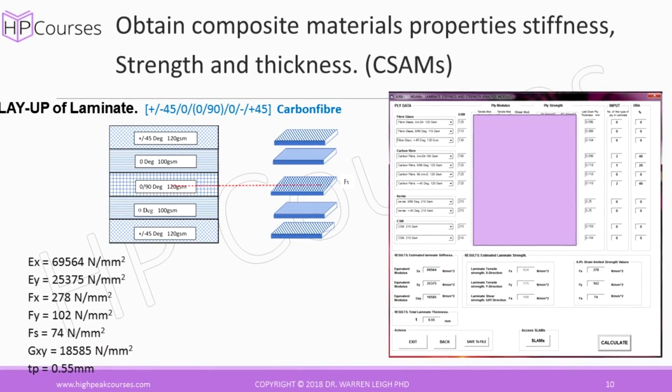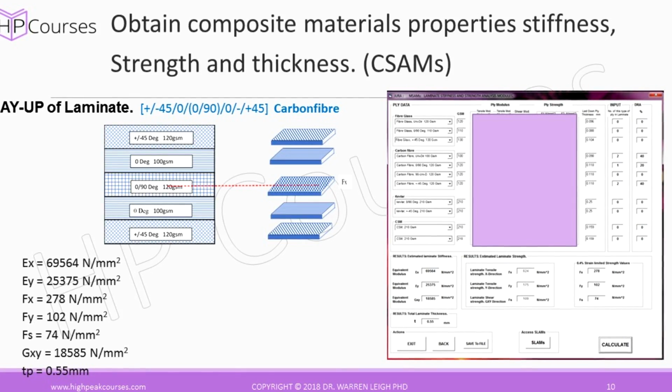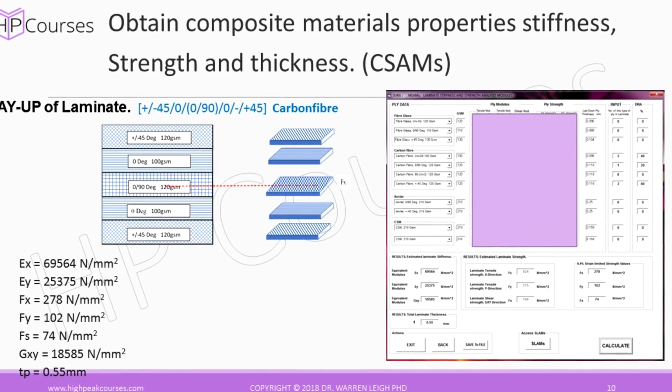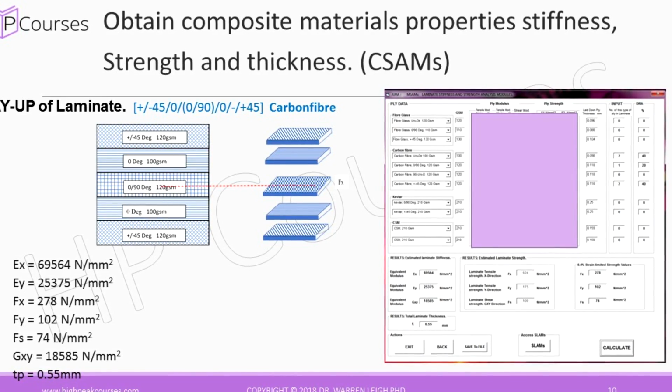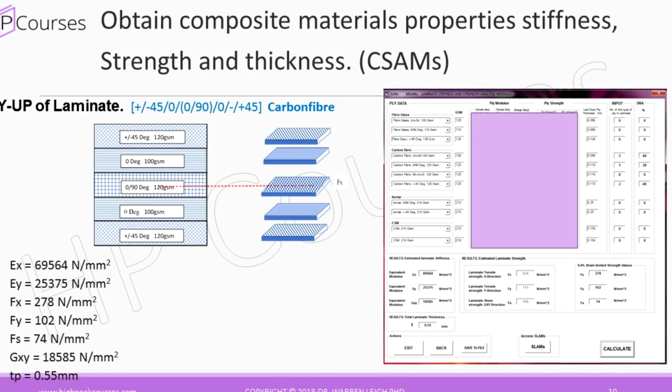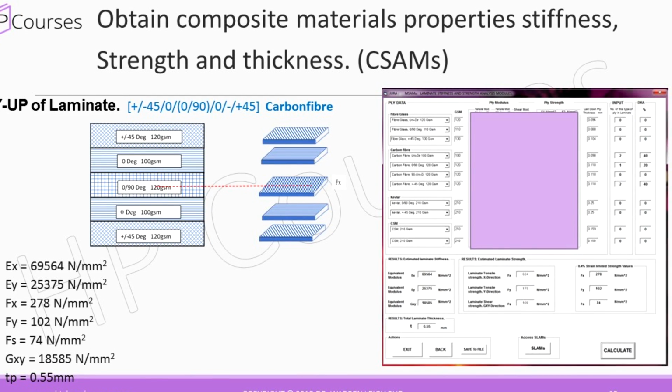Now, the strength of the composite is based on strain limitation, and CSAMs calculates the strength in direction 1 as 278 newtons per millimetre squared. The strength in direction 2, 102 newtons per millimetre squared. And the shear strength of this composite laminate, 74 newtons per millimetre squared. Based on these calculated composite material properties of equivalent Young's modulus, strength and thicknesses, an initial size of the intended carbon fibre composite component can now be calculated.